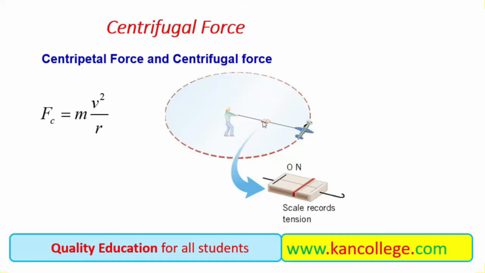But when the man is pulling this plane towards him to move it in a circle, then the toy or the object or the mass will apply a reaction force known as centrifugal force, that is equal in magnitude but opposite in direction, as the negative sign shown.